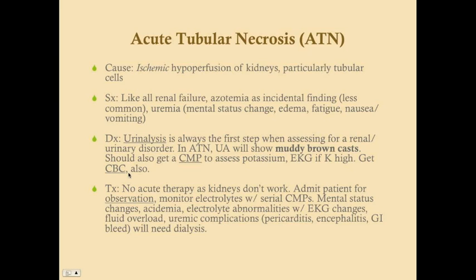So the treatment for acute tubular necrosis, unfortunately, we don't have any acute therapy for acute tubular necrosis because the kidneys don't work. So we can't really do anything for the kidneys. What we can do is observe the patient, so we admit them, and we're going to monitor their electrolytes, namely the potassium, with serial CMPs, and we're going to observe them for any symptoms that may be secondary to their uremia. And if they develop significant uremic complications, such as very high potassium with EKG changes, pericarditis, encephalitis, GI bleeds, then they're going to need dialysis.